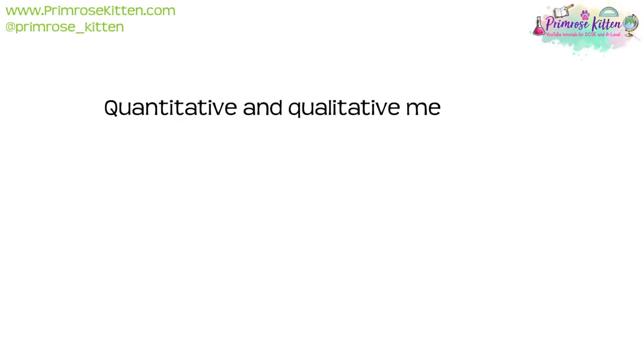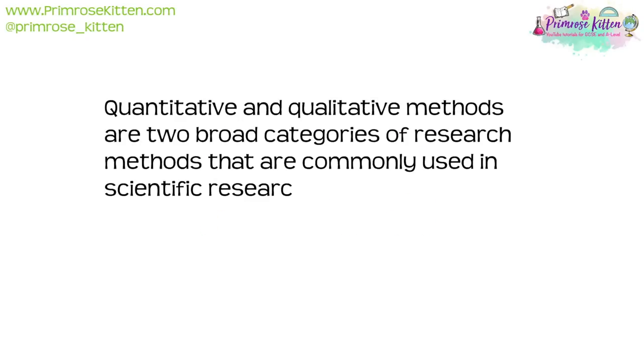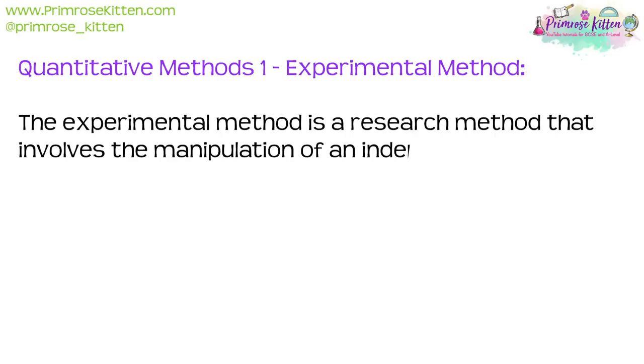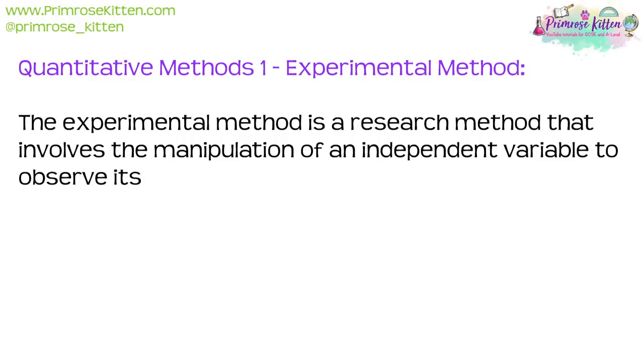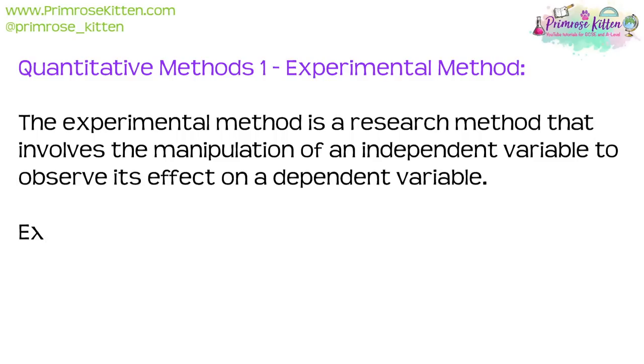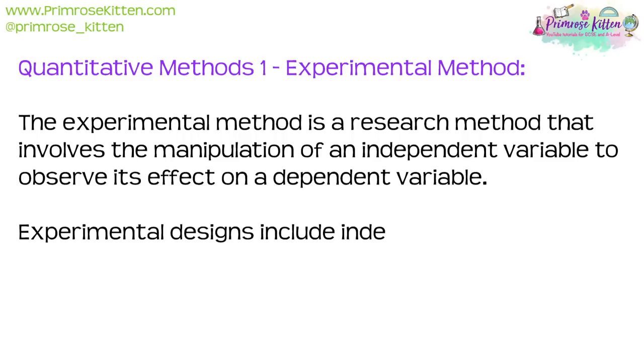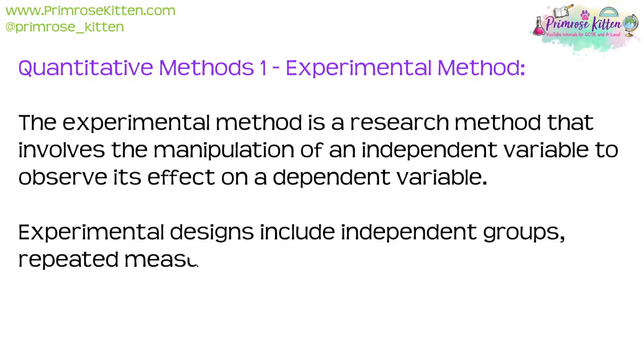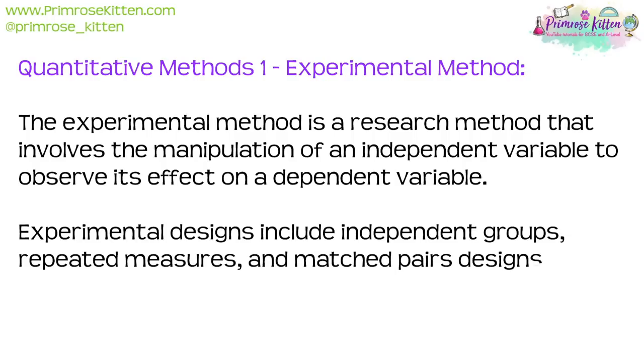Designing research. Quantitative and qualitative methods are two broad categories of research methods that are commonly used in scientific research. Quantitative methods: one, experimental method. The experimental method is a research method that involves the manipulation of an independent variable to observe its effect on a dependent variable. Experimental designs include independent groups, repeated measures, and matched pairs designs.